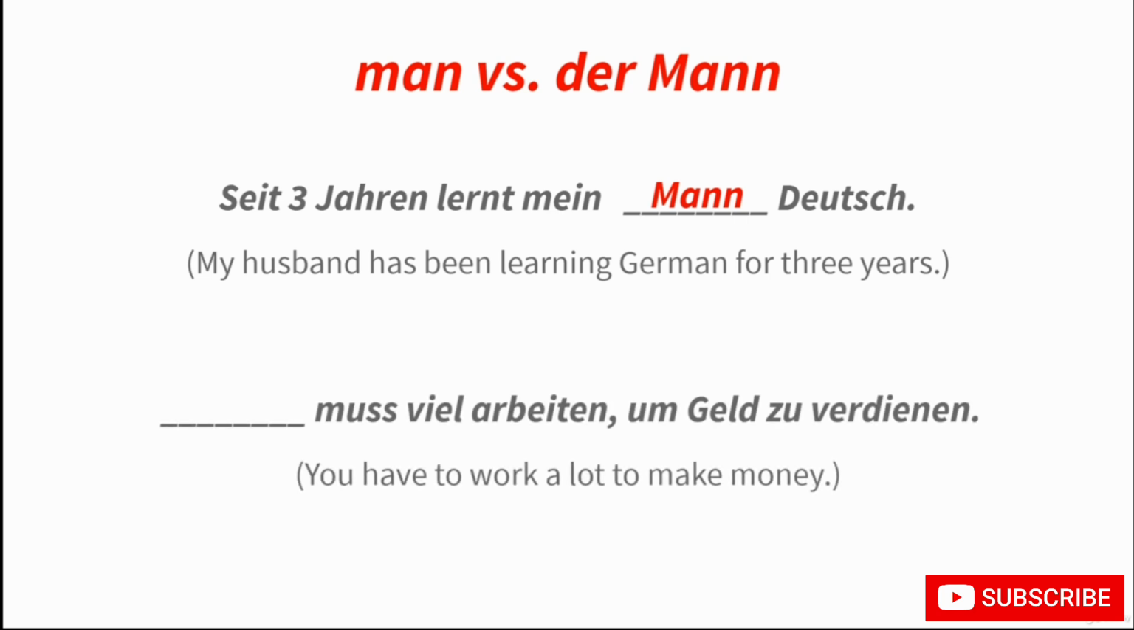Another one, you have to work a lot to make money. What do you think is the answer? Let's check it out. Man. Why? Because we don't say directly to you that you have to work a lot to make money, but for all the people. It's valid for all the people. That's why man, which is an indefinite pronoun, is used.